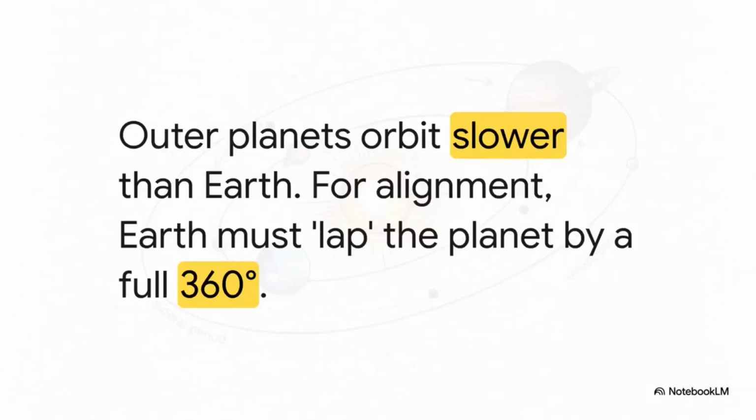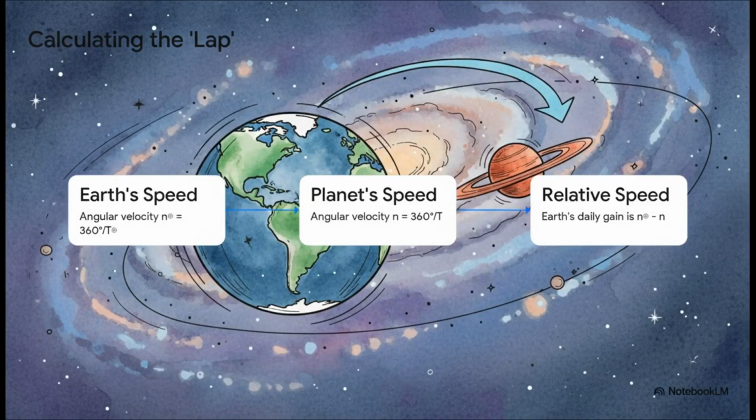Now what about the outer planets, Mars, Jupiter, and so on? Their orbital periods are longer than ours, so they move more slowly. In this case, the roles are completely reversed. It's now the faster Earth on the inside track that has to do the work of lapping the slower outer planet to get back into alignment. The logic is identical, but the terms just get swapped. The relative angular velocity, how quickly we gain on them, is now our velocity minus their velocity. It's reversed because now Earth is the one doing the lapping.